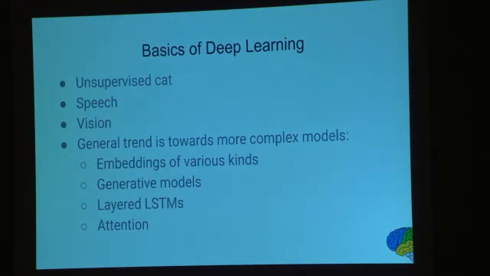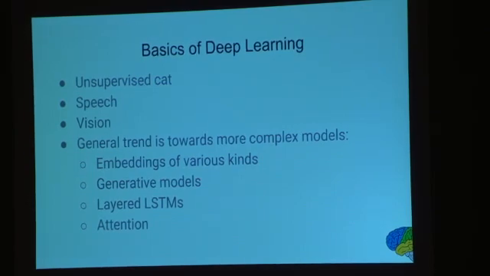OK, so let's look at a few different kinds of problems that we've tackled with deep learning at Google, so we have some common language to discuss these things. Also, I'll point out that the general trend is towards more complex kinds of models, things with lots of different kinds of embeddings for sparse data, generative models, layered LSTMs, things with attention or memory. All these things add more computation, but also add to the set of things you want to be able to easily express.